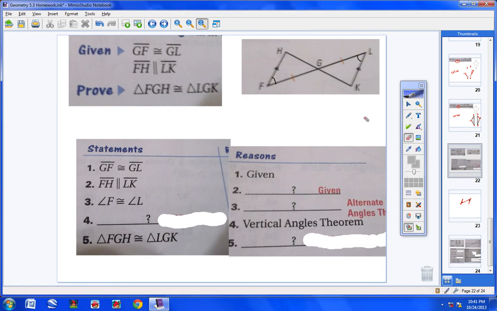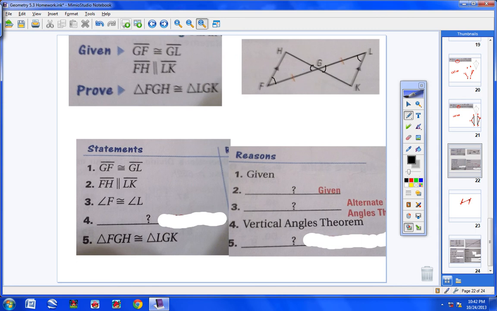Now look at step 4. Notice on step 4, instead of asking you to find the reason, they want you to find the statement. So let's go to the reason. Vertical angles theorem. Or in other words, I allow you to write vertical angles are congruent. So let's look up here. What two vertical angles could they be talking about? Would it not be this angle here congruent to this angle here? I'm sure it is, students. Of course it is.